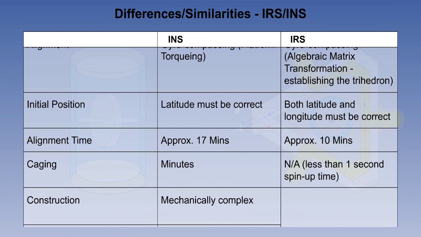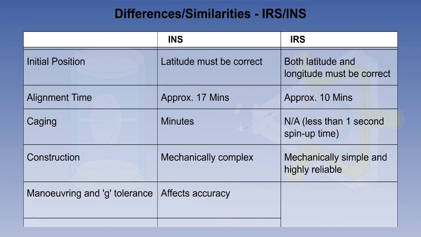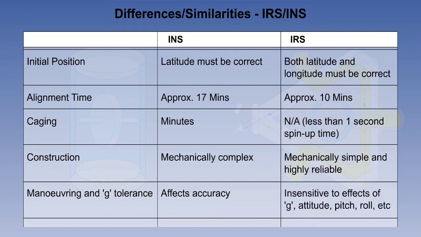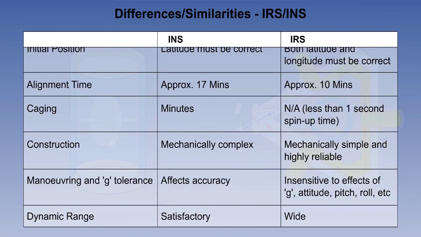The construction of the INS platform servos is mechanically complex. They therefore had a shorter mean time between failures. The laser gyros used in IRS are mechanically simpler and highly reliable. Consequently, they have a longer life cycle. Tuned rotor gyros have mass and experience gimbal friction. Consequently, they are sensitive to aircraft maneuvers and G-forces. Maneuvering and G have little or no effect on the accuracy of ring laser gyros. Dynamic range means that the system is sensitive and accurate when dealing with both small and large accelerations. The IRS sensors perform better at both ends of the scale.